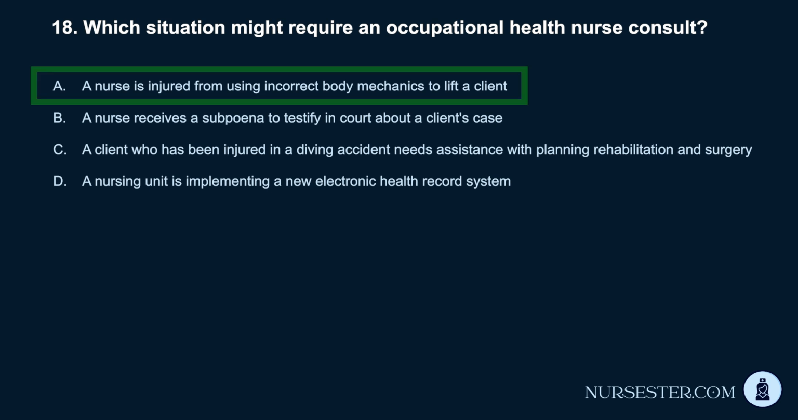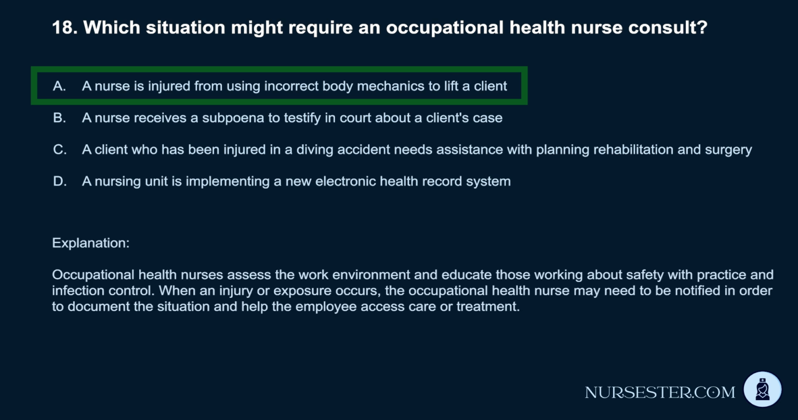Correct answer: A. A nurse is injured from using incorrect body mechanics to lift a client. Occupational health nurses assess the work environment and educate those working about safety with practice and infection control. When an injury or exposure occurs, the occupational health nurse may need to be notified in order to document the situation and help the employee access care or treatment.